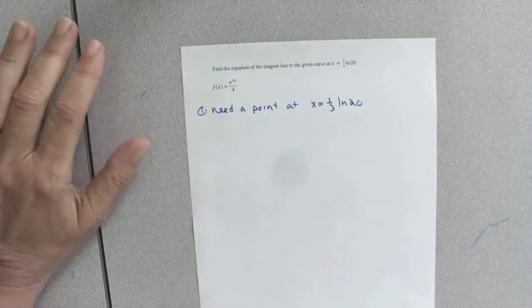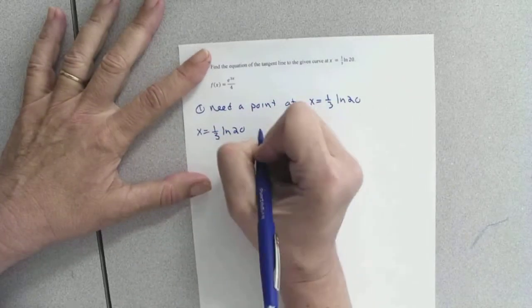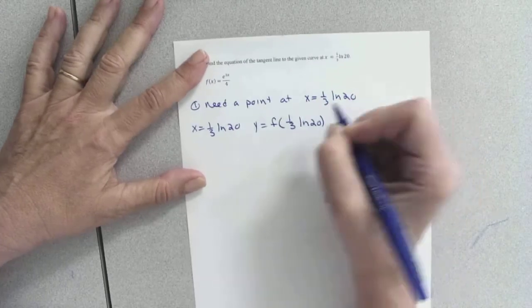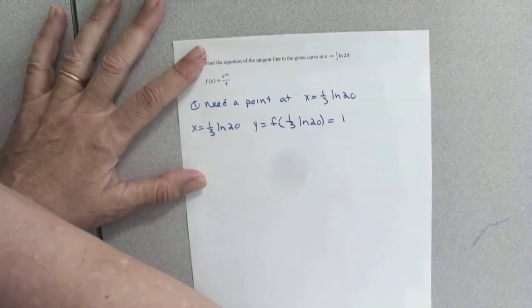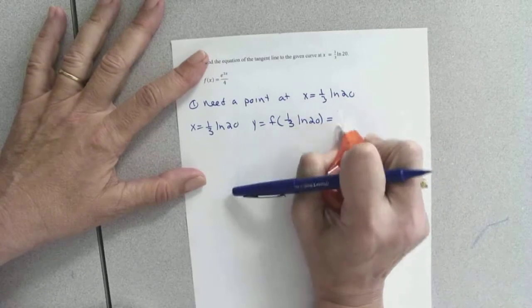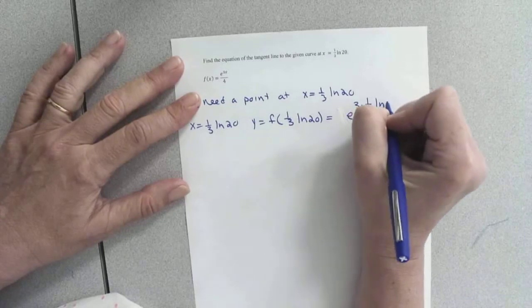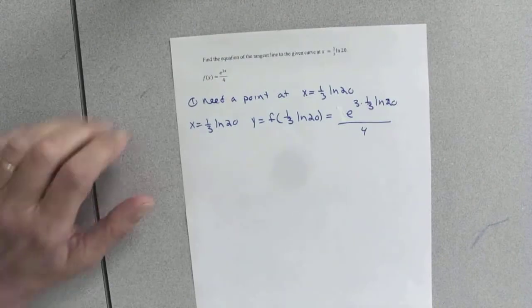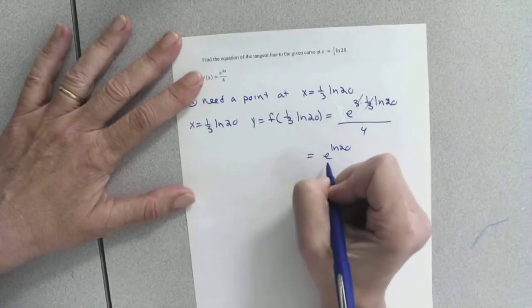And there's going to be some algebra review along with this one. So if x equals 1/3 natural log of 20, y is going to be f of 1/3 natural log of 20, which will then be e raised to the 3 times 1/3 natural log of 20 all over 4. Just plug it in there. We're going to simplify that. So the 3 and the 1/3 obviously cancel, and we get e to the natural log of 20 over 4.